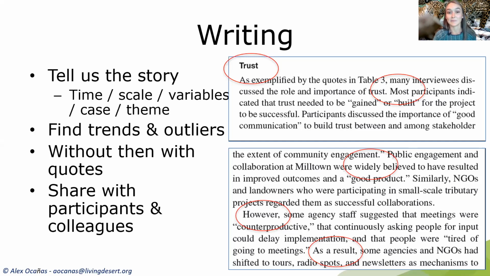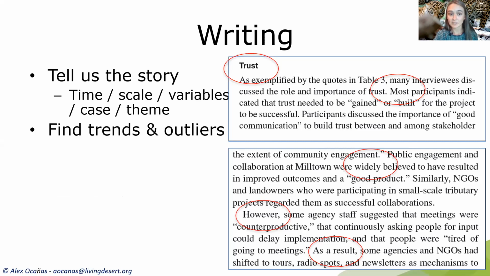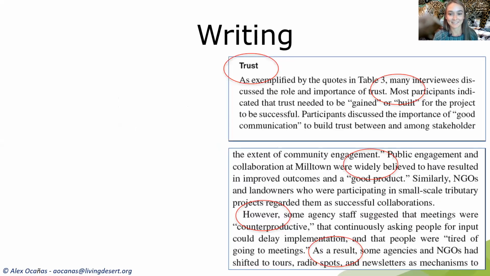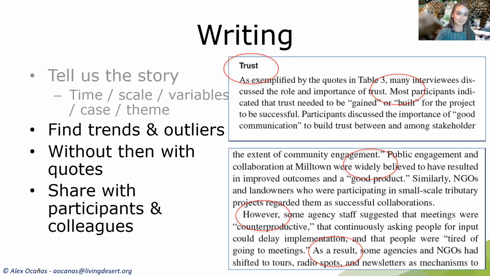So I think this is a really good, quick to read, interesting example of writing qualitative research. If you do want to check it out, I put a reference here at the bottom. It's called The Role of Trust in Restoration Success: Public Engagement and Temporal and Spatial Scale in a Complex Social Ecological System, just for reference.